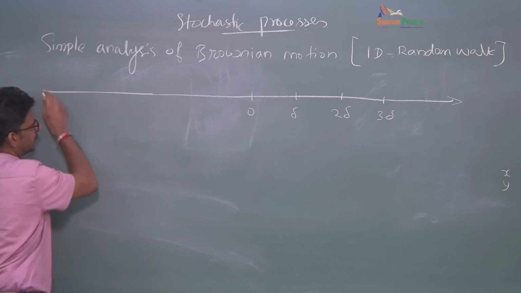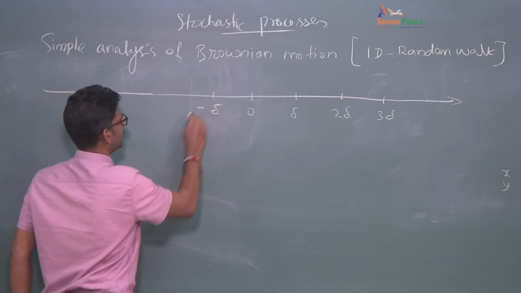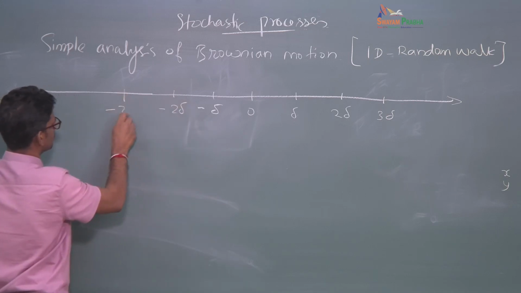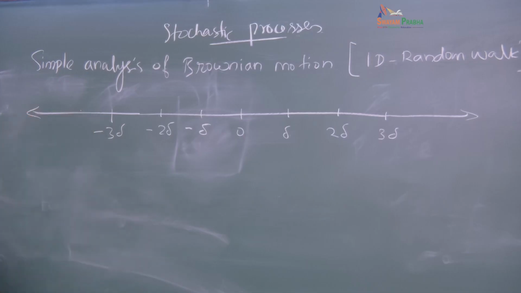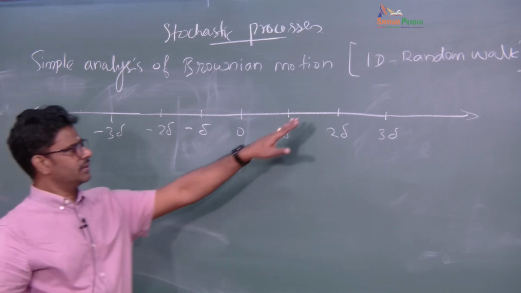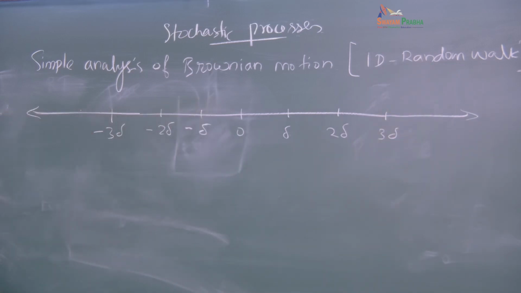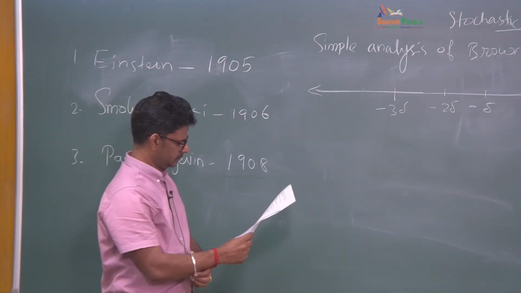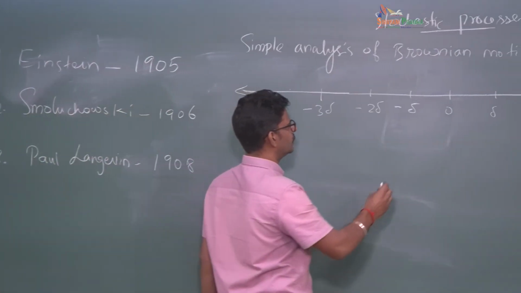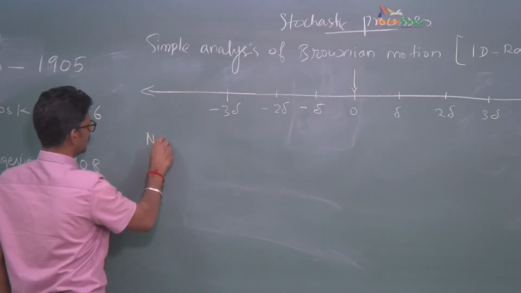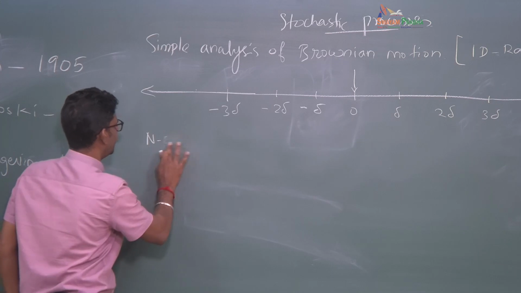And in this direction, I have minus delta, minus 2 delta, and then goes to minus infinity. Okay, so this is the axis that we are going to use. This is what we mean by a one-dimensional random walk. Okay, the space is one-dimensional. Now, initially, what we will do is we inject n particles here. We say n identical particles.